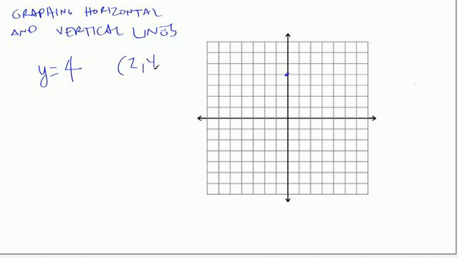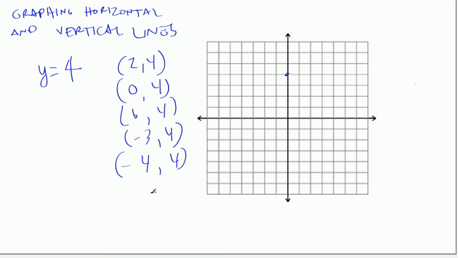So it could be 2, 4, 0, 4, 6, 4, negative 3, 4, negative 4, 4. And, I don't know, let's pick one more: 1, 4. All these have a y coordinate of 4, which makes sense.